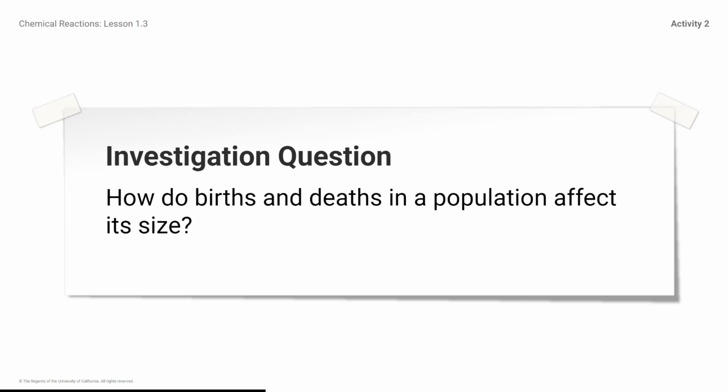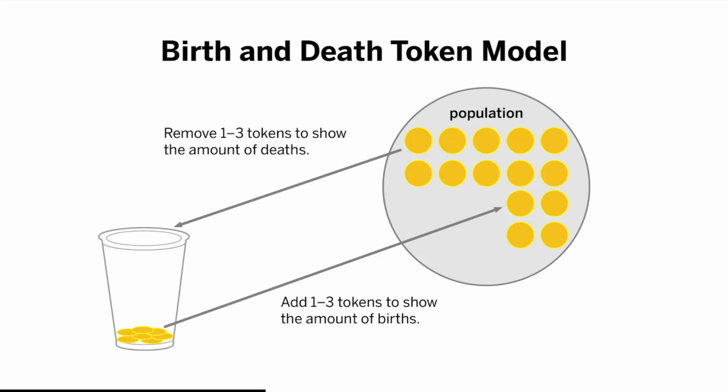We are trying to understand why populations, like the glacier sea moon jellies, change size. We know that births and deaths are always happening in a population, and today we are going to investigate the effect of births and deaths on the size of a population. We will conduct the birth and death token model activity.